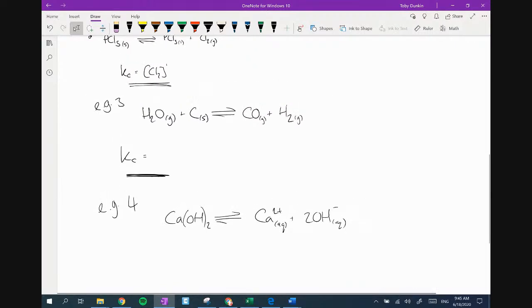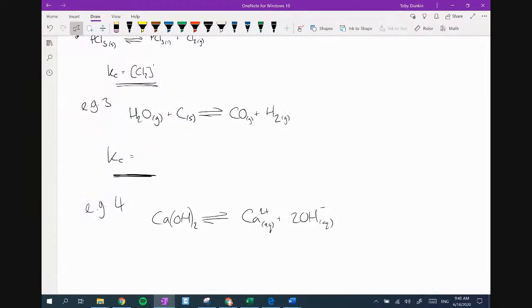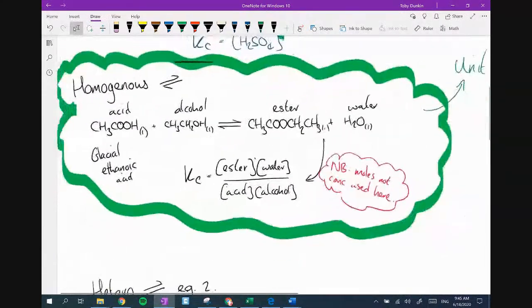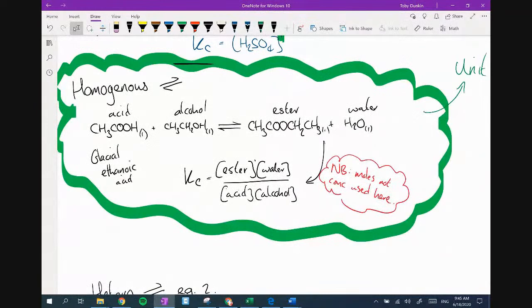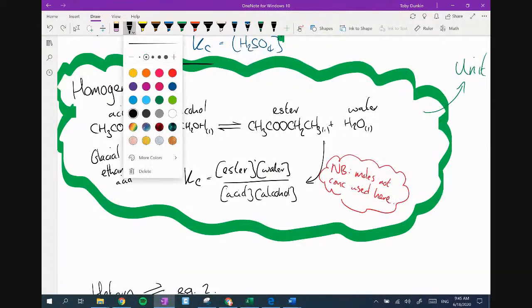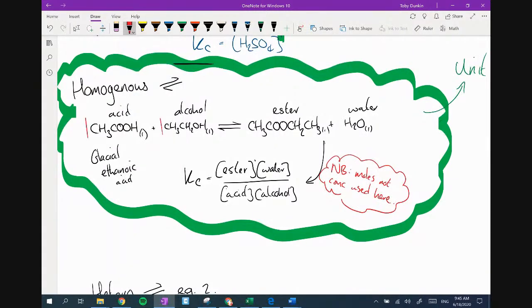No, Ben, it's not about whether or not they're gases. The only time you're allowed to use moles directly and not concentration is when the equation is uniform, 1 to 1 to 1. I want to do that in a different color. When these are all 1 to 1 to 1, you can use moles directly because you've got the same number of moles on this side as you do on this side. Because it's the same, you can use moles directly. You don't technically need to convert to concentration.